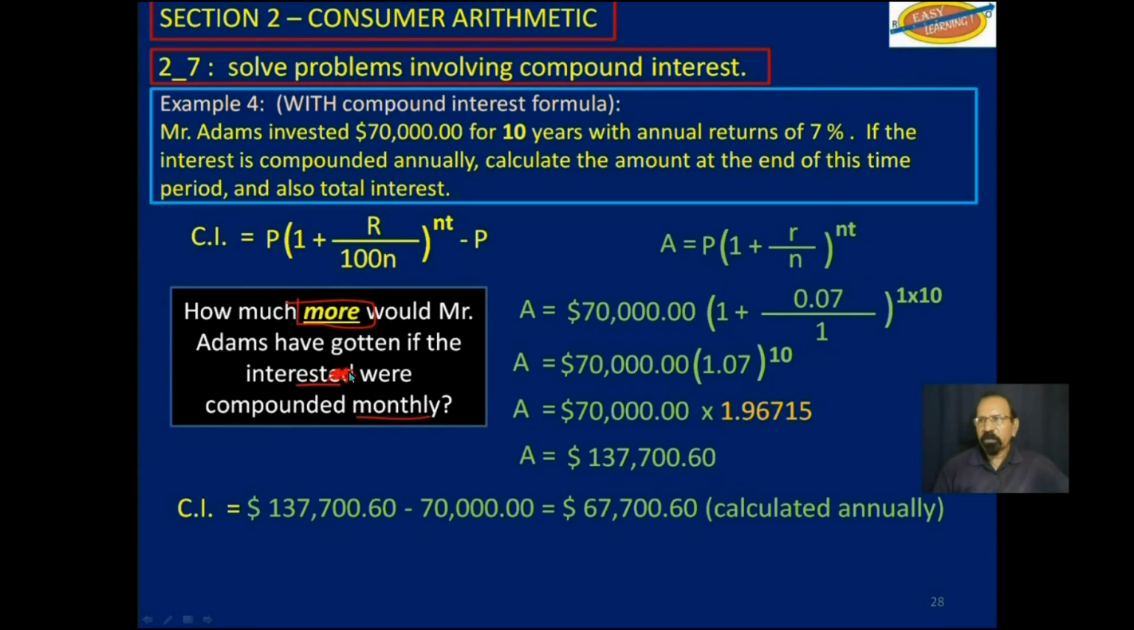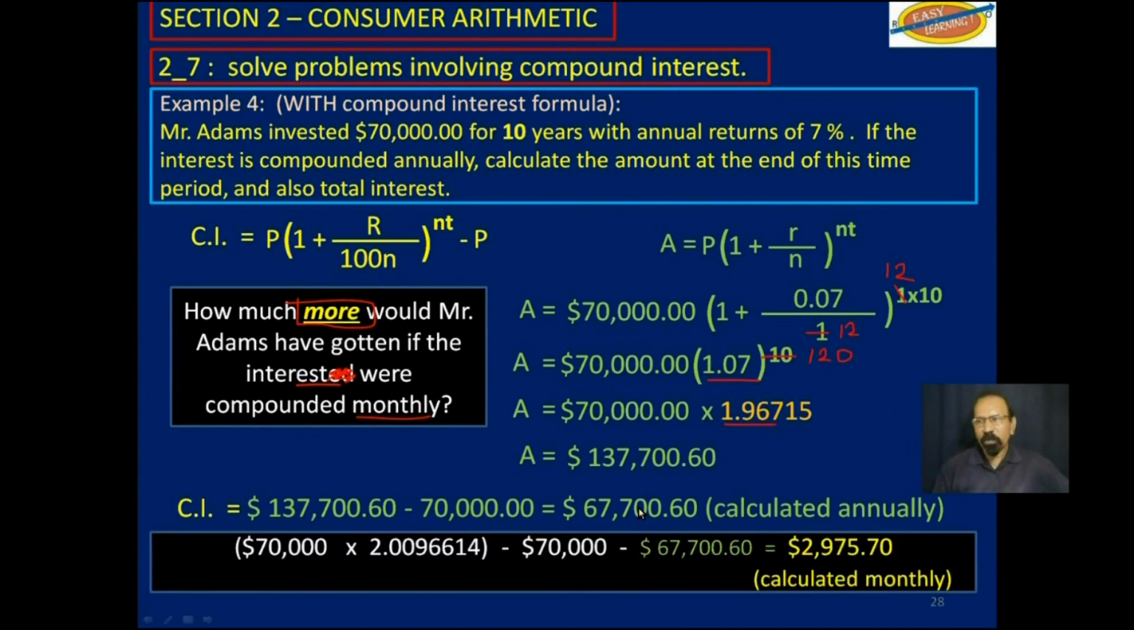If the interest were compounded monthly, instead of 1 here, you would have to get 12. Instead of 1 there, that will be 12. And this will change. That will become 120. And this factor will be different. You can do it yourself and see what you get. But essentially, this is what you have to do.